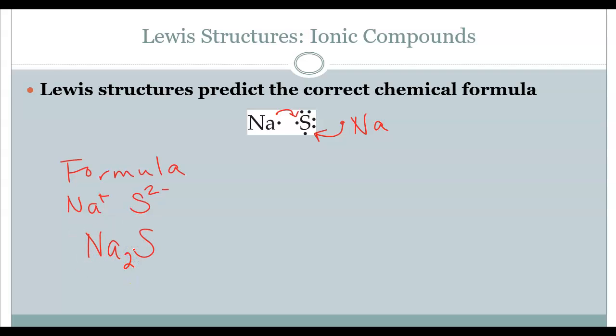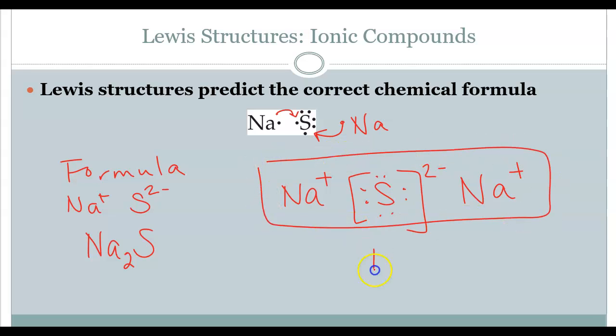When we draw the Lewis structures for this, we would have Na plus, and then we'd have sulfur, which has a full valence shell now, 2 minus, and then we'd have Na plus. Keep in mind that ionic compounds are going to form a lattice, so you're going to have this as one of your formula units, and then you'd have Na plus, S2 minus, in our brackets, Na plus as another formula unit, and the positives and negatives of the formula units would be attracted to the other positives and negatives.